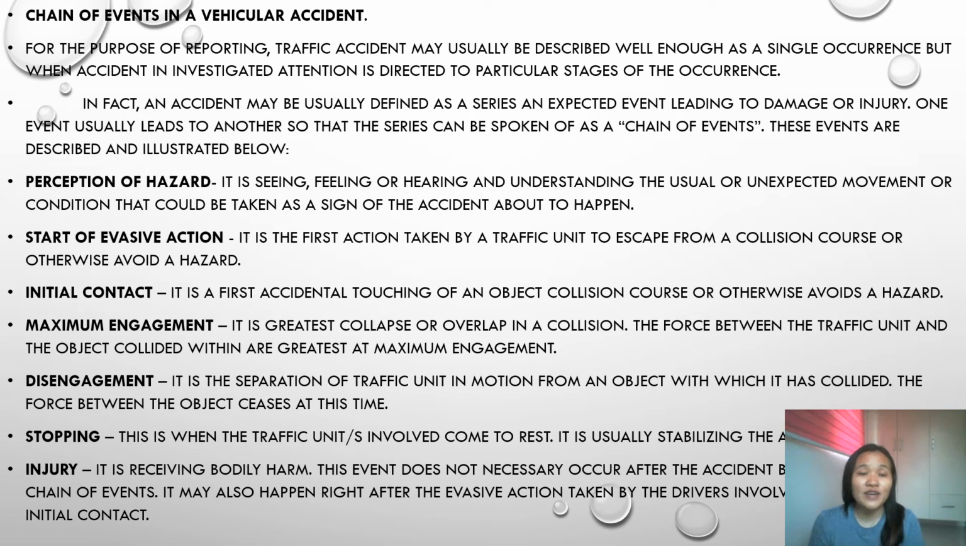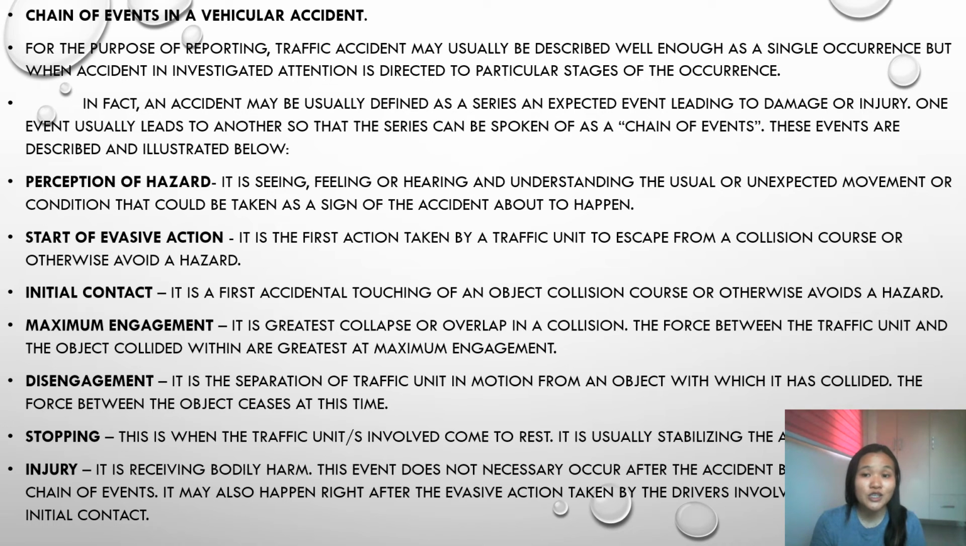Next is start of evasive action. It is the first action taken by a traffic unit to escape from a collision course or otherwise avoid a hazard. Initial contact, it is the first accidental touching of an object. Maximum engagement, it is the greatest collapse or overlap in a collision. The force between the traffic unit and the object collided with is greatest at maximum engagement.